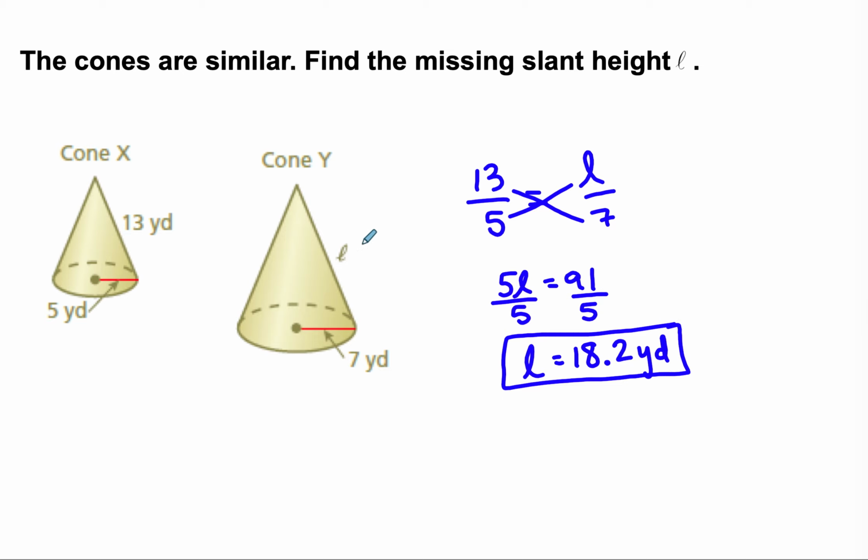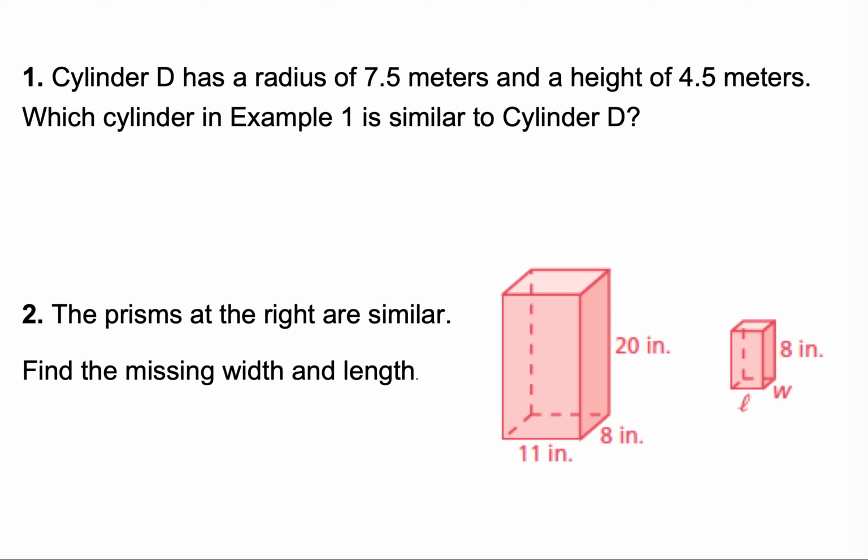All right, so let's think about if that makes sense. 13 and 5, and then I have 7. So here it's only a little bit bigger, that radius, so I would expect my slant height to get a little bit bigger too, which it did. So my answer makes sense. All right, go ahead and pause the video and try these two problems on your own. For number 2, you will need to do 2 different proportions, one for your length and one for your width.